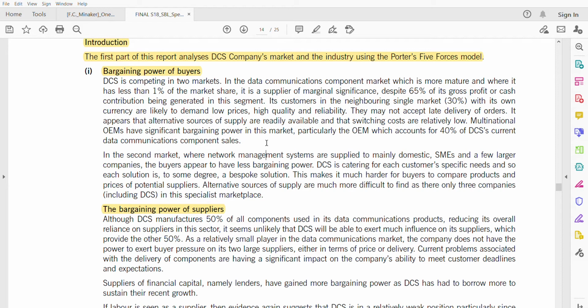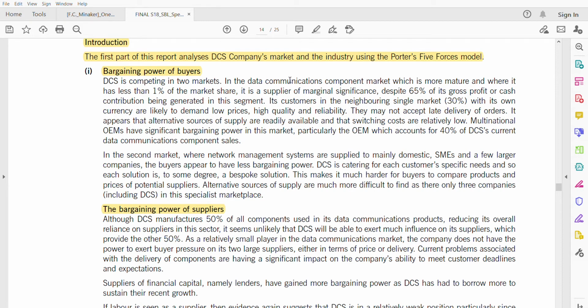Right? So let's go to DCS is competing in two markets. Okay, first we'll read about the first market. In the data communication component market, which is more mature. How do you know? I have read the exhibits, right? I'm not going to take you through the exhibits again. You must have gone through it and you must have the paper in front of you while doing this. Keep your exhibits open while I'm going through this answer so that you know how I'm linking exhibits with the answer. You will get this in exhibit 1.